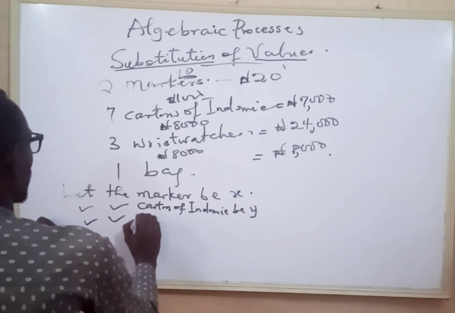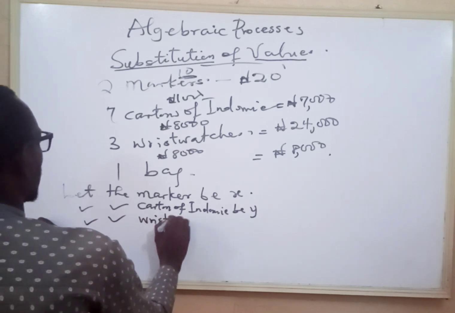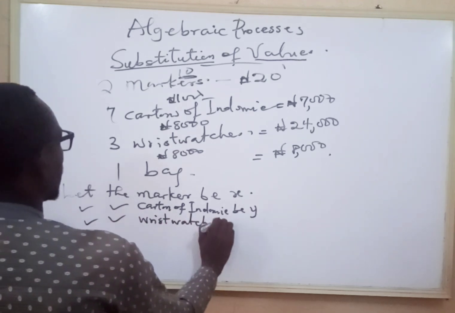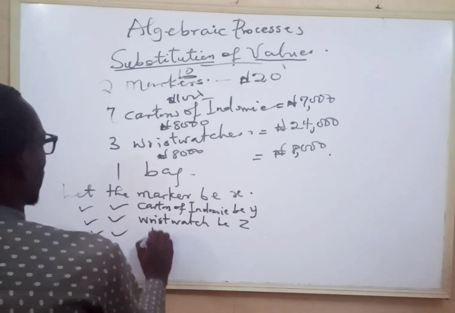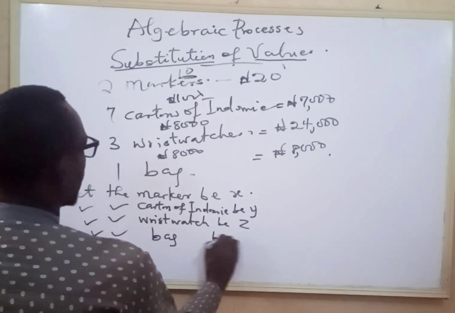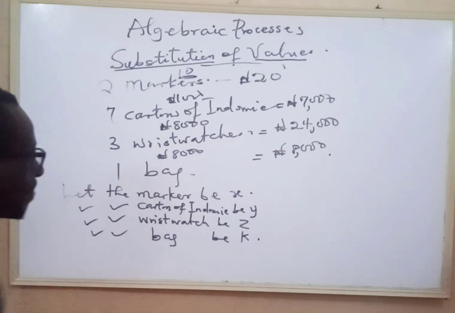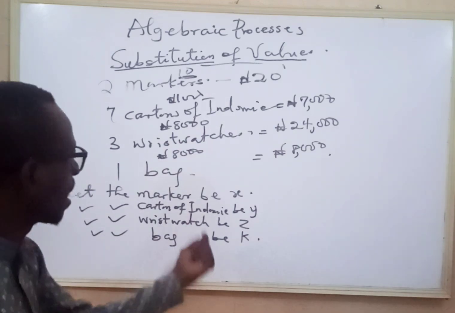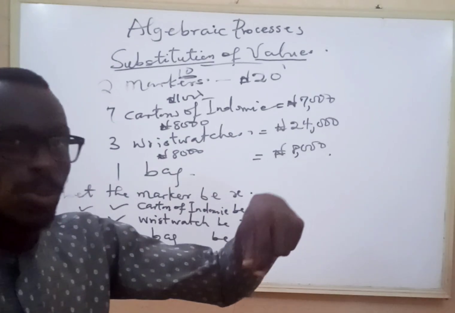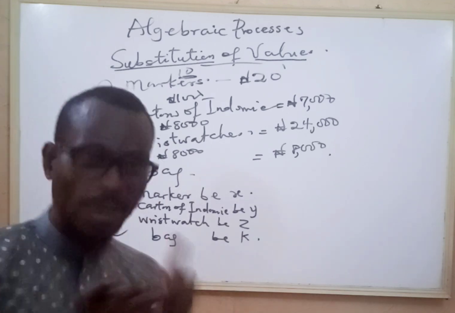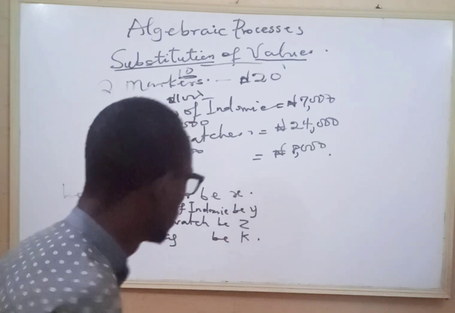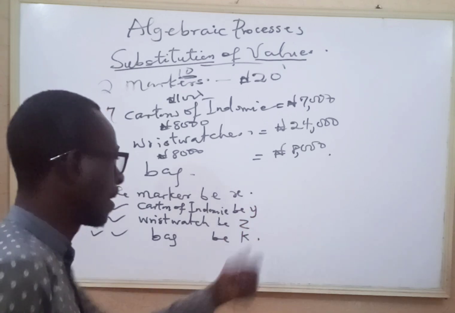Let that of the wristwatch be z. Let that of one bag be k. We can see that we have tried as much as possible to code those items with a variable, and those variables are alphabets. So S, Y, Z, K.